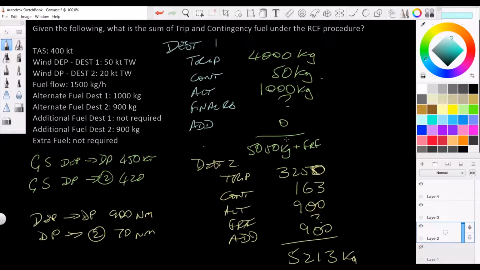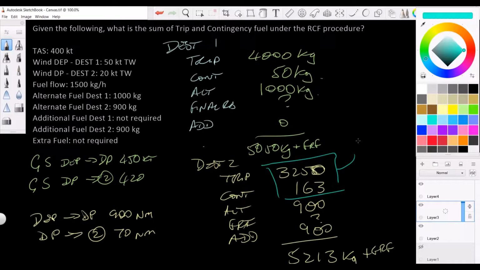Here we see the total is 5,050 plus final reserves. Here we didn't know the final reserve fuel again. It's 5,213 kilograms plus final reserve fuel. So the actual more restrictive one is destination 2. The answer to the question is trip plus contingency from destination 2. We add those up, we get 3,413 kilograms, and that's the answer to the question. And that's all you have to do.